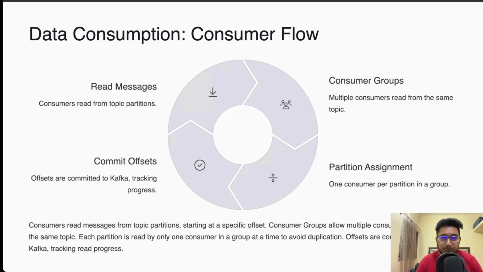Then we have consumer flow, how the data is consumed from a topic. So we have consumer applications, which will be reading the messages from topics. They have to subscribe to the topic, and then they have to extract the messages. Then we have commit offsets. Basically, offsets are committed to Kafka so that we can track progress. The consumer will say, I am done with this message, and it will commit the offset.